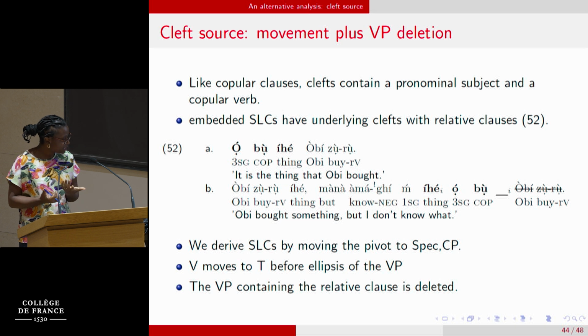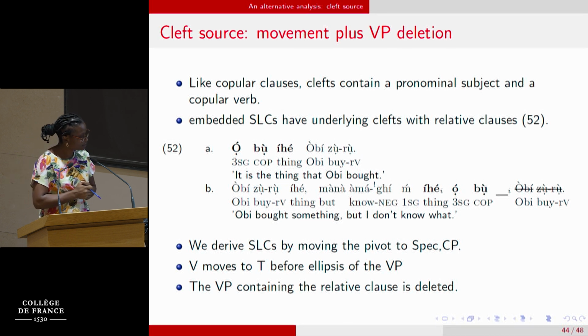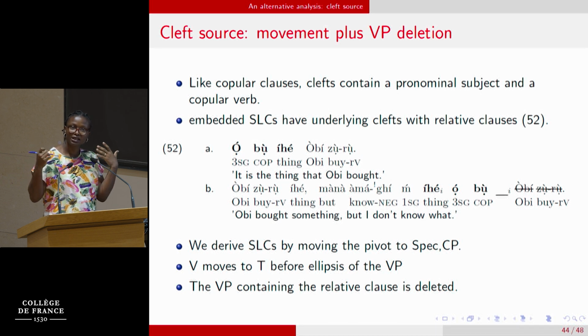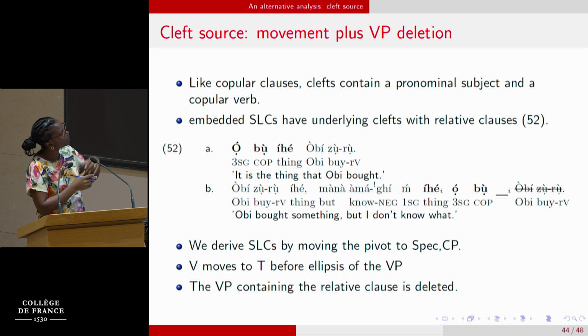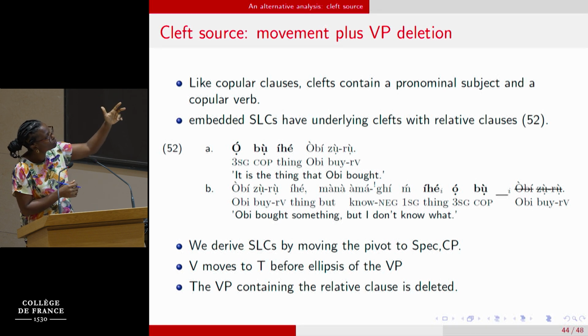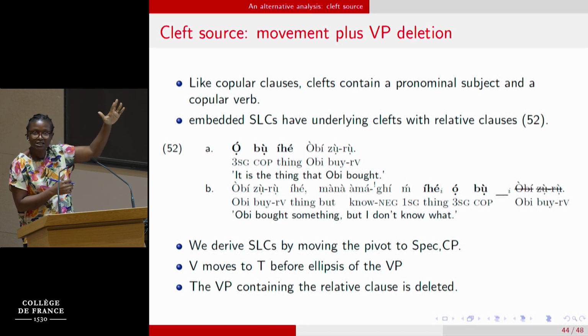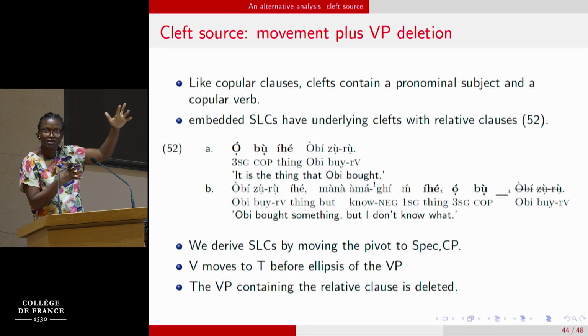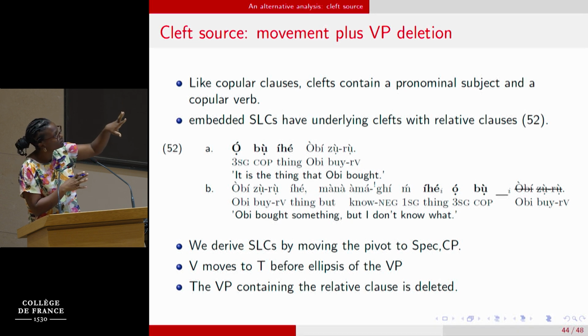Yes. Now, looking at an alternative analysis, we can assume that in the case of embedded sluicing, what we actually have in the sluice is not a copular clause, but rather a full-fledged cleft construction. That will be something along the lines of 52. So we have the full cleft. In this case, it's a cleft involving a relative clause and not a focus cleft, since we do not get the focus marker, which is one overt difference between the two cases.